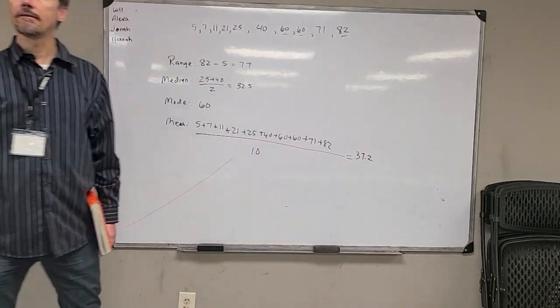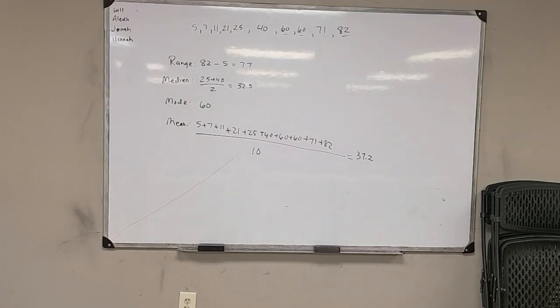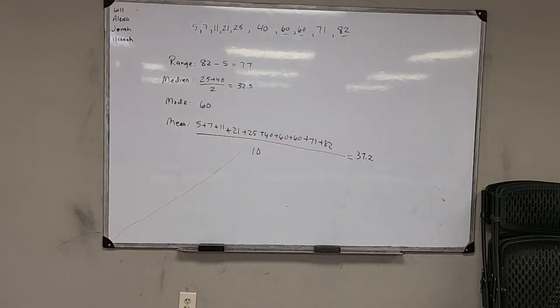Did anybody else get that? Did anybody get something different? What'd you get, Liliana? I got 32.1, but I'm probably wrong. 32.1. Let's see what somebody else gets. Is anybody else doing it? Ada's still working on it. I got 382. And then when you divide it by 10, you get 38.2. So, we've got 3 different answers here.